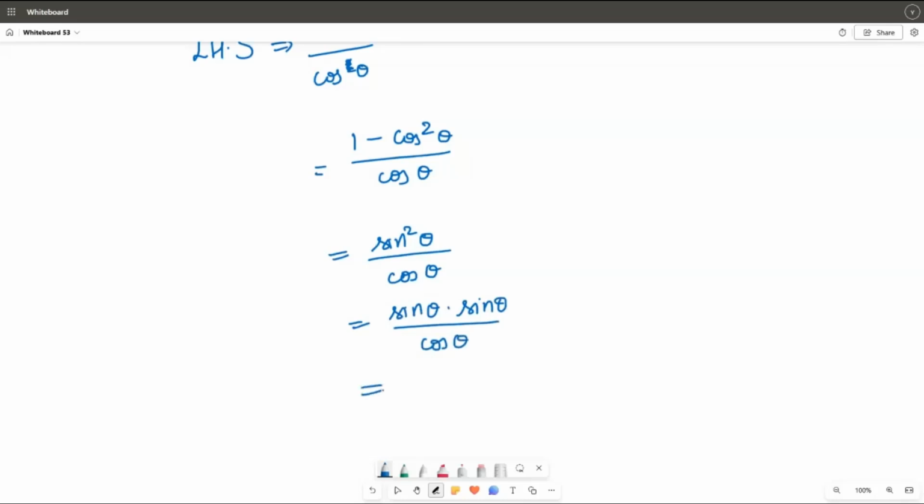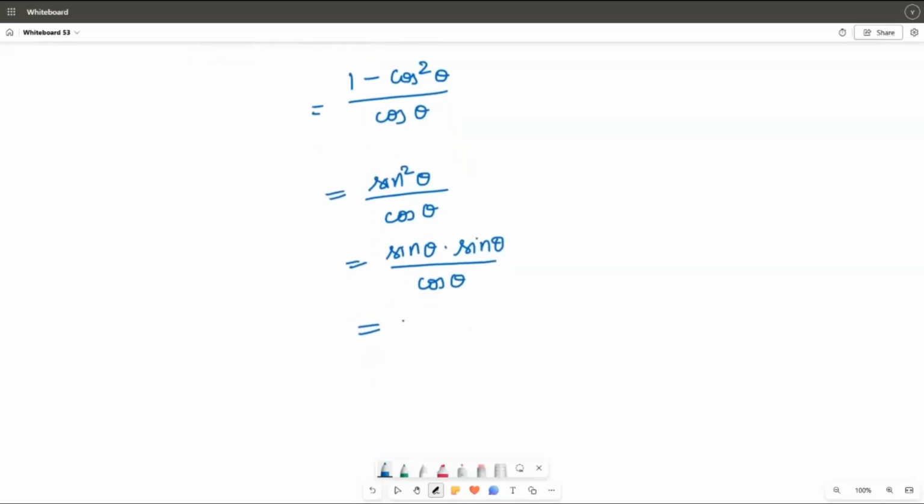And since the terms in the numerator are in multiplication and not in addition, I can give the denominator to only one of the terms of the numerator. So this would be sin theta by cos theta into sin theta. And we know that sin theta by cos theta equals tan theta, and this is what they gave in the RHS of the question. This is the RHS part of the question.